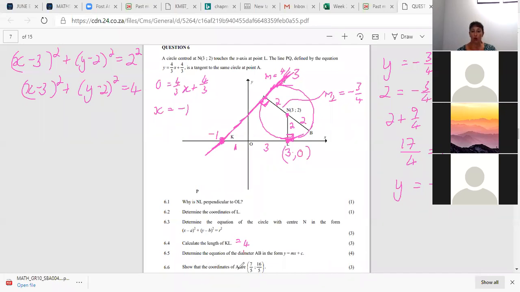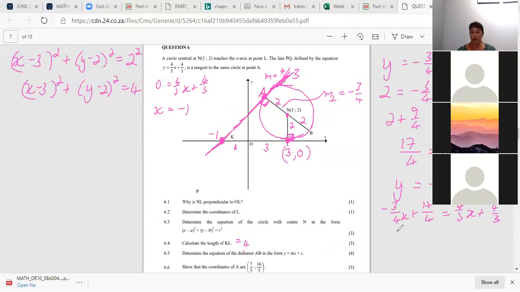And then they say, show that the coordinates of A are this. Okay, A is this point here. I just drew over it. So in other words, it's the point of intersection of this line and that line, or this line and the circle. Easiest is to put the line equal to the line. So put minus 3 over 4 x plus 17 over 4 equal to 4 over 3 x plus 4 over 3. All right, so it's where the two lines cut each other.